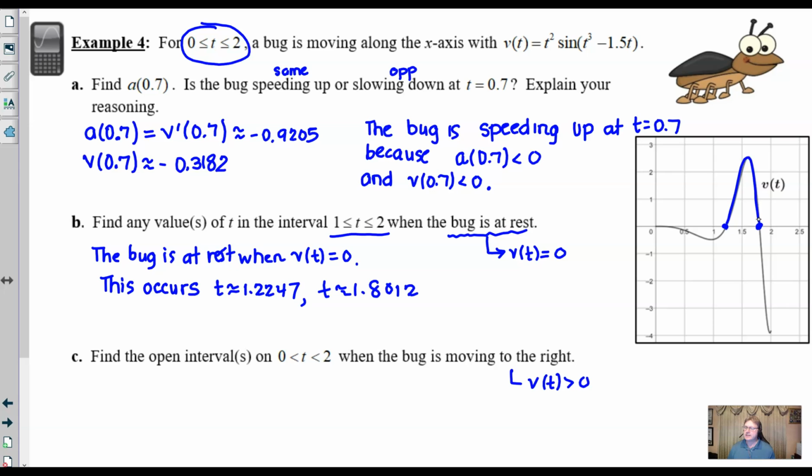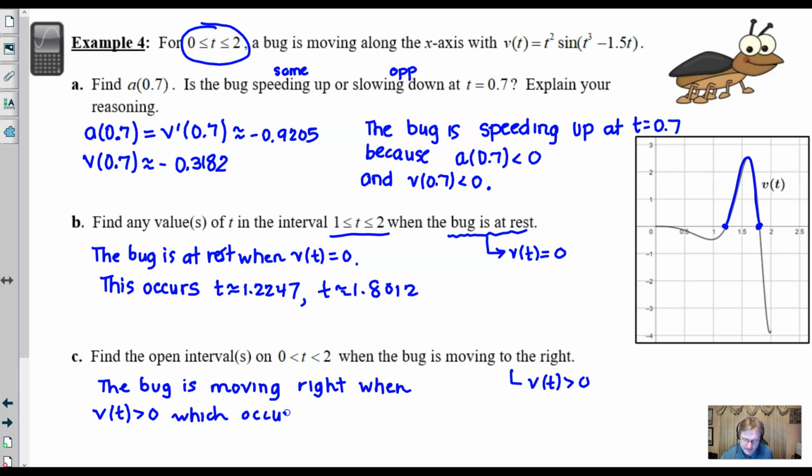And fortunately for us, I think we've already figured out what those two endpoints are going to be. And so we can just simply restate: the bug is moving right. Let's give the reason why, and that would be when v of t is greater than 0. And then we can say which occurs.